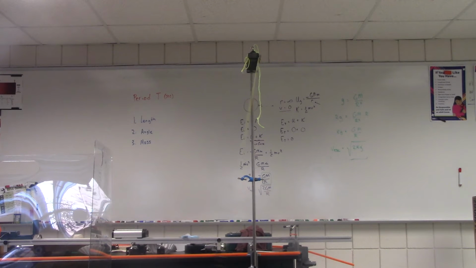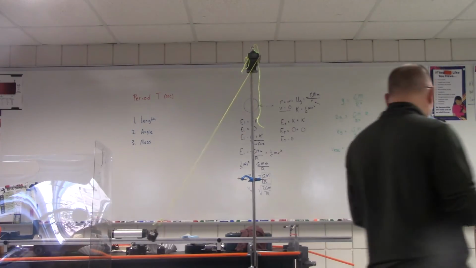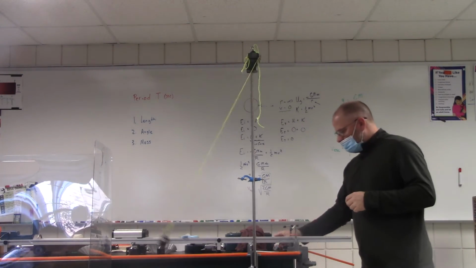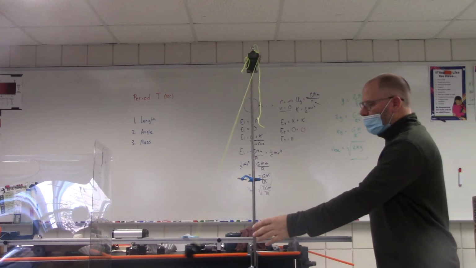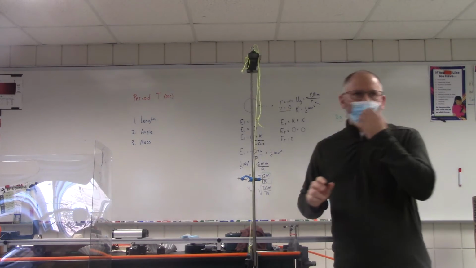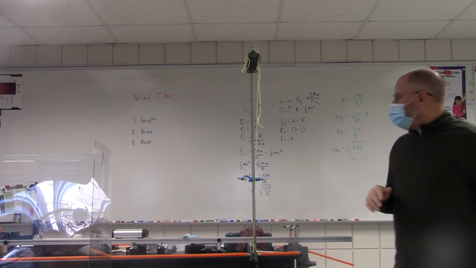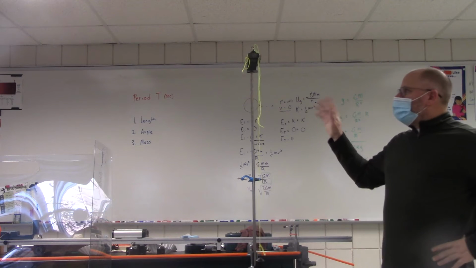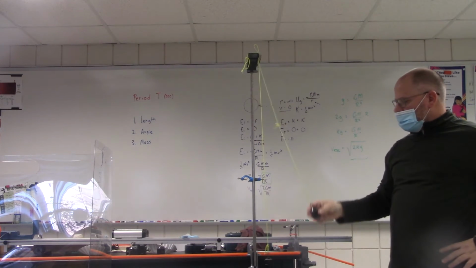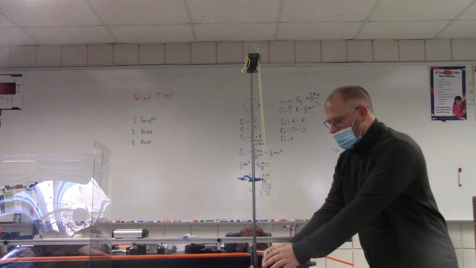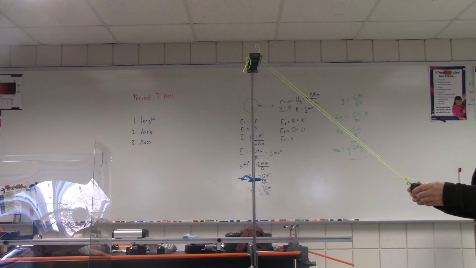So these are the three answers that make some sense. And what we're going to do is we're going to try to verify these. All right? So let's do the mass first. So right now I have two of the same mass hanging on here. And if I let these swing, what should we notice?